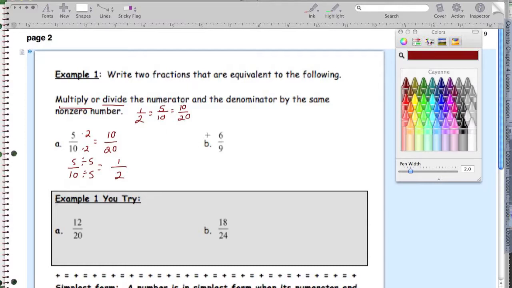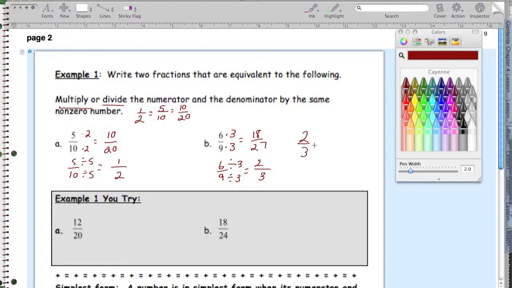We'll do one more. It says multiply or divide. I'm going to pick 3 to multiply both of these by, and I get 18 over 27. If I go the other way, I could divide both of them by 3, because 3 is actually a factor of both of them, and I'm going to get 2/3.